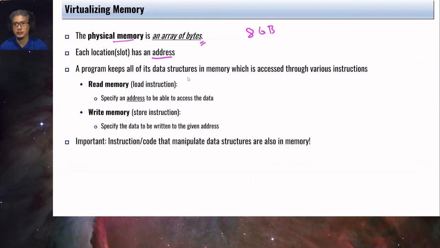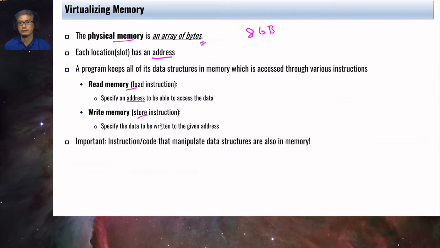The program keeps all of its data structures in memory, which is accessed through various instructions. So remember, you have a loader that loads the program from the disk to the main memory. The von Neumann architecture requires that the programs should remain in memory for it to be executed. Once the data is in main memory, normally operations like reading a particular area in memory via the load instruction, where you have to specify the address to be able to read or access the data. And then you have the write memory, which is the store instruction, where you have to specify the data to be stored in the given address.